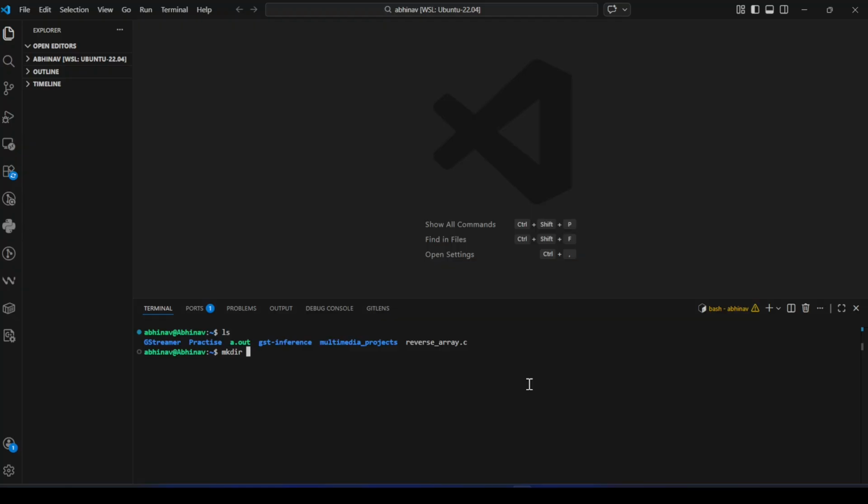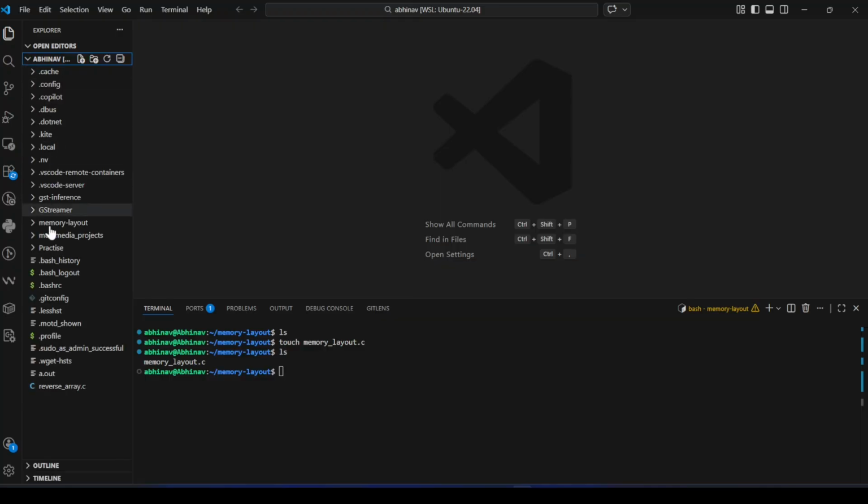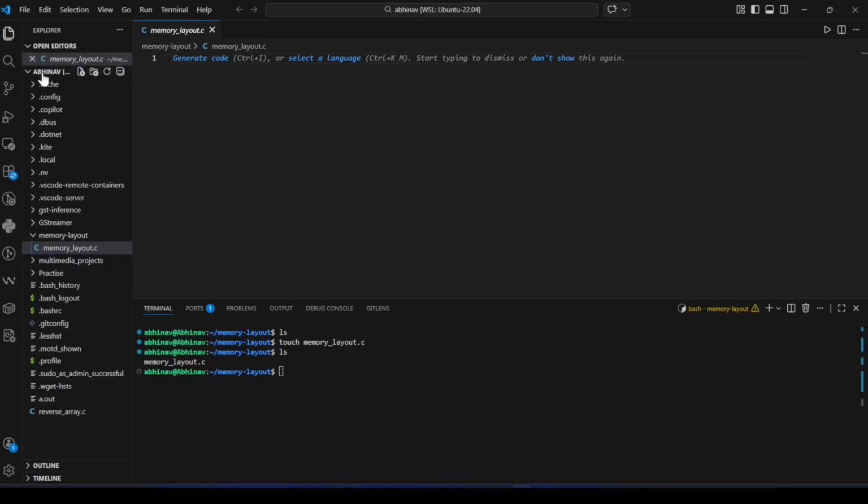So I'll do mkdir memory layout and do ls. We'll go into the memory layout folder and clear things out. Nothing is there. So let's make a file called memory layout .c, and the file is being created. Let's open that by going into the folder.